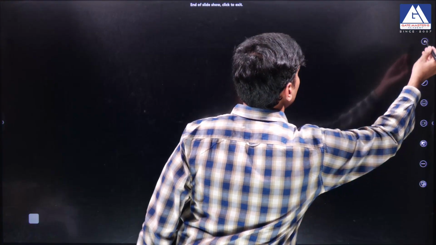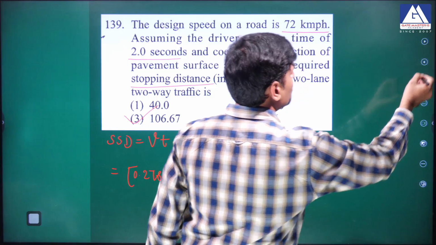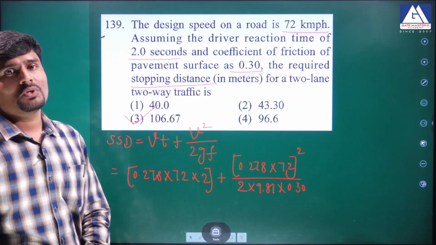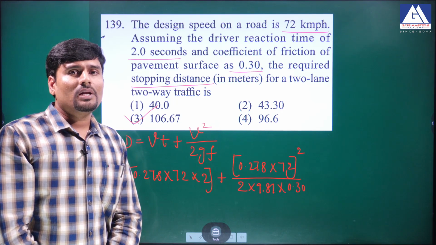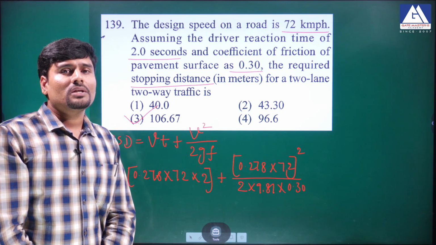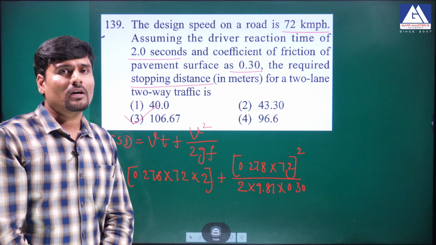Moving on. So with this we can close the session on numerical problems on transportation engineering subject, which was given in the AEE 2023 examination conducted by TSPSC in the state of Telangana. Thank you.